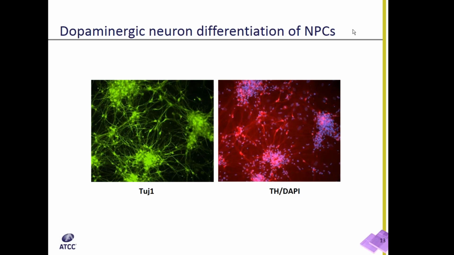Immunostaining of tyrosine hydroxylase and TuJ1 indicate that the ATCC neuroprogenitor cells had a potential to be differentiated into TuJ1 positive early neurons on the left-hand panel, and on the right, tyrosine hydroxylase positive dopaminergic neurons.